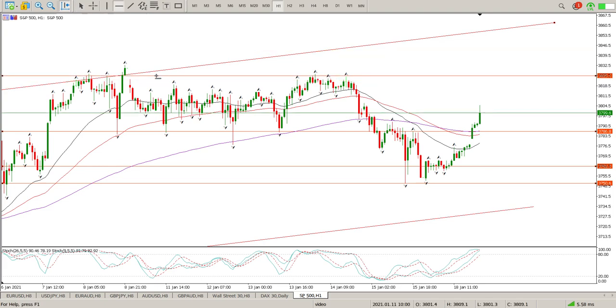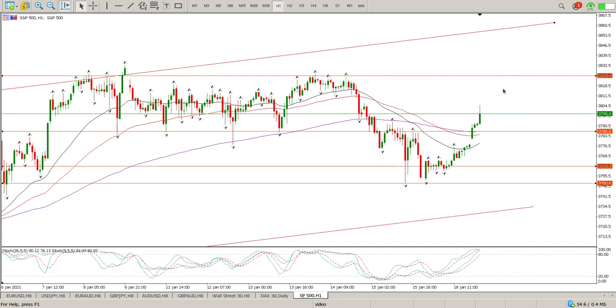What's your target to the upside? Probably top of range to start with, so that's 38.25. I'd expect 3800 is pretty much offering resistance at the moment, but if we do get through 3800, come back and test that area, then I'll be looking for the longs as well.